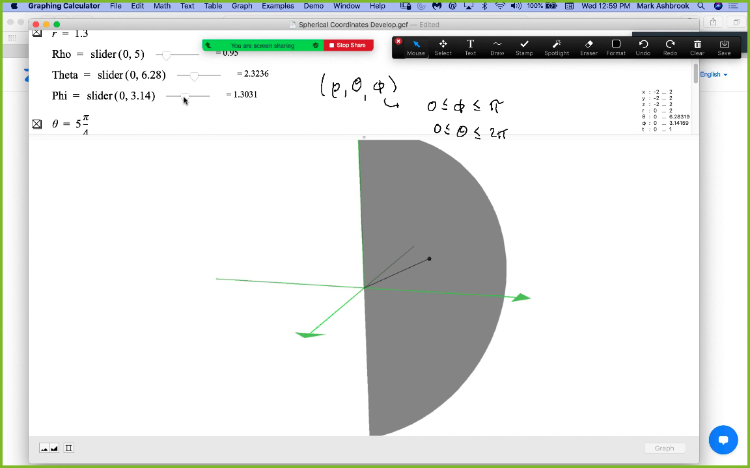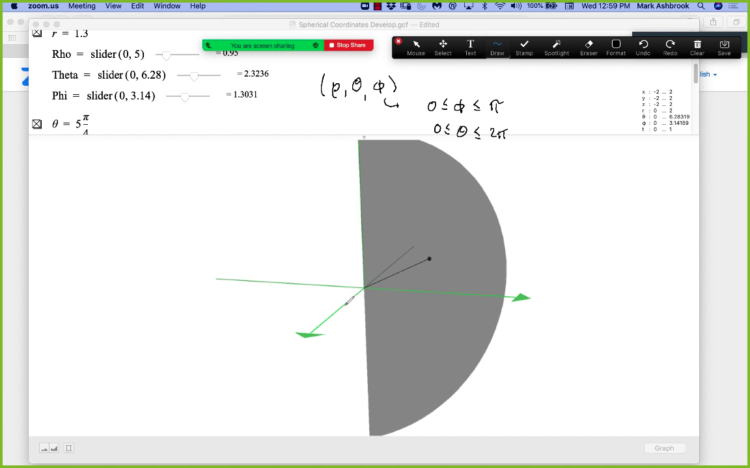all right, so here the angle theta is 2.326. That's in the second quadrant, or second octant. I'm showing 2.3 radians. And then phi is in that plane, tipped down. I'm showing 1.3 radians. And then rho is the distance from the origin. I'm showing 0.95. And so this gives us the point 0.95, theta is 2.3, phi is 1.3.